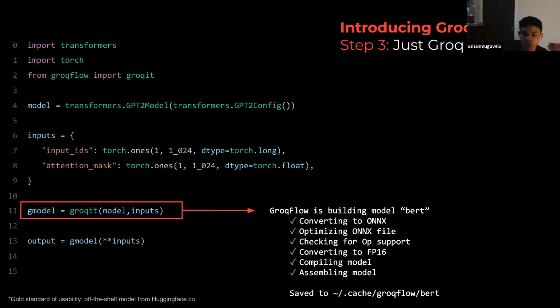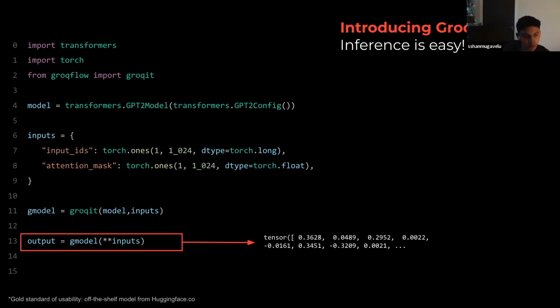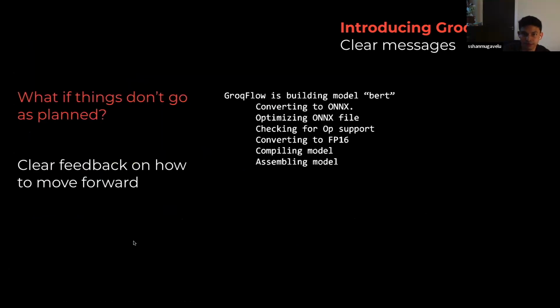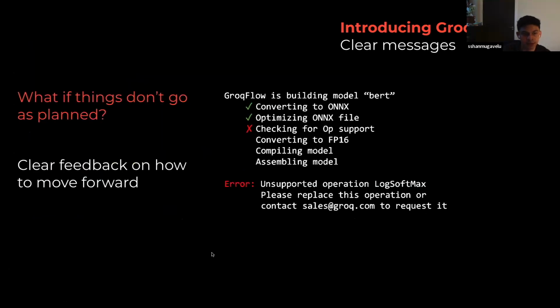All right. After that, you just call the groqit function, you pass your model, you pass your inputs into it, and it goes through all of those steps. So I'm just going to reiterate that. It converts to ONNX, it optimizes your ONNX file, it checks for support. And when it says checks for support, it checks for support within our Groq compiler, converts to float16, compiles, assembles. And now once you've got your IOP, you want to run it on the inputs. And you just unpack your inputs, passing them to the Groq model over here. And that's it.